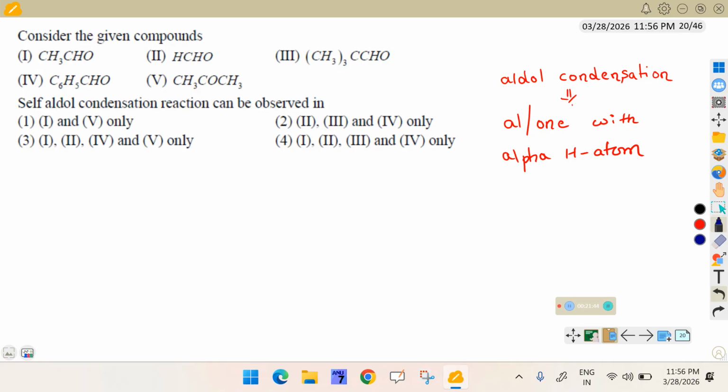Consider the given compounds which give self-aldol condensation product. What is the condition? Aldehydes or ketones with alpha hydrogen atoms give aldol condensation product. Alpha hydrogen atoms are present here. Here alpha hydrogen atoms are absent. Here alpha hydrogen atoms are absent. Here alpha hydrogen atoms are absent. Here alpha hydrogen atoms are present. The carbon adjacent to the C double bond O is considered as alpha carbon. Attached hydrogens are considered as alpha hydrogens. So 1 and 5. First option is the correct option.